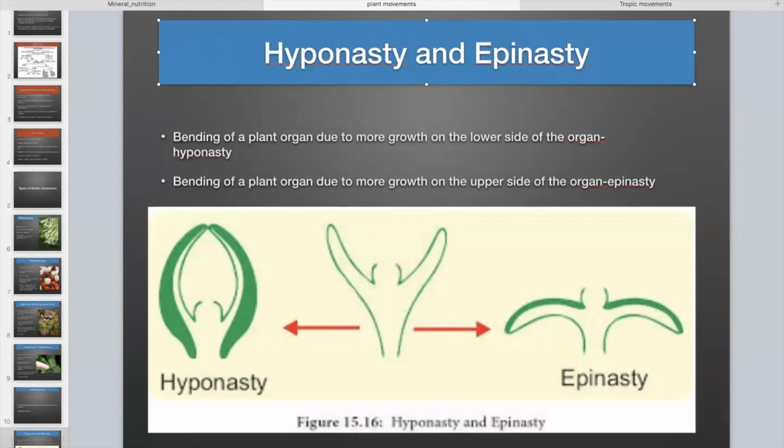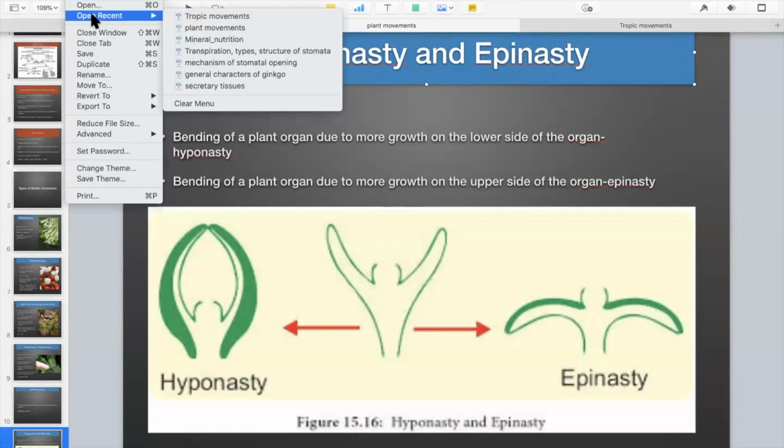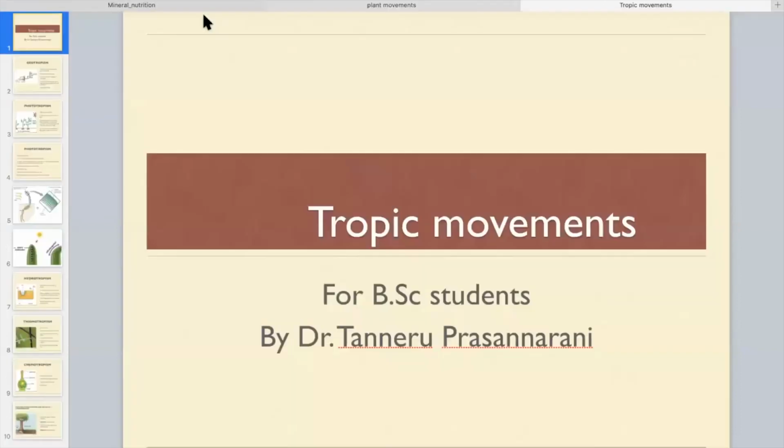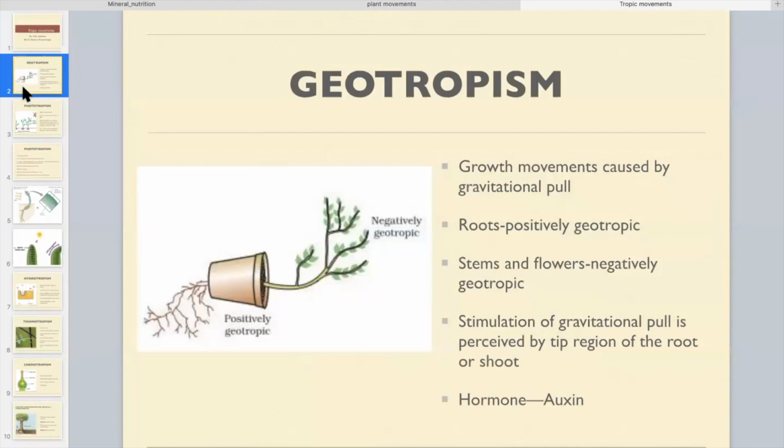Now I will explain the tropic movements. Just now we have seen all the different types of nastic movements. Remember, nastic movements are non-directional movements. Coming to the tropic movements. What are tropic movements? Tropic movements are the movements which are towards the stimulus, according to the direction of the stimulus. Geotropism is the first example.